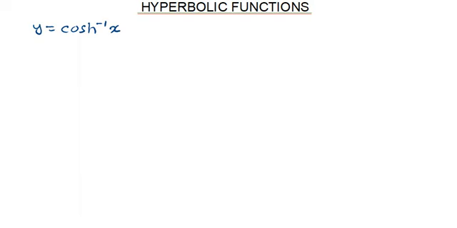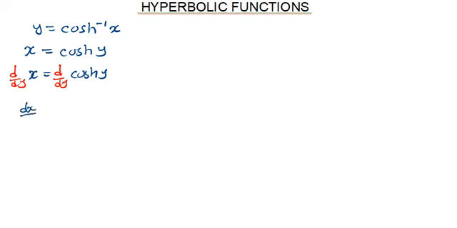So same procedure as the previous one. We're going to let x be equal to hyperbolic cosine of y, and what we do here is that we find the derivative with respect to y of both sides. So we say d/dy of x is equal to d/dy of hyperbolic cosine of y, and what you're going to get is dx/dy is equal to hyperbolic sine of y.